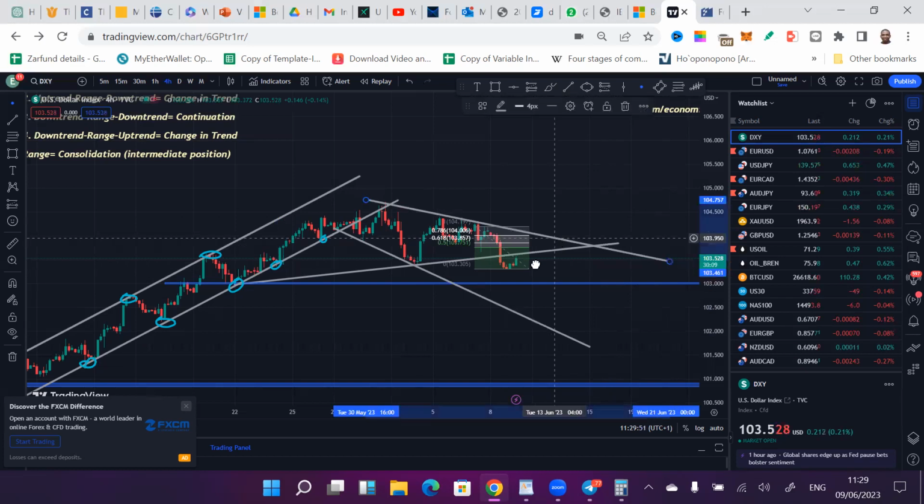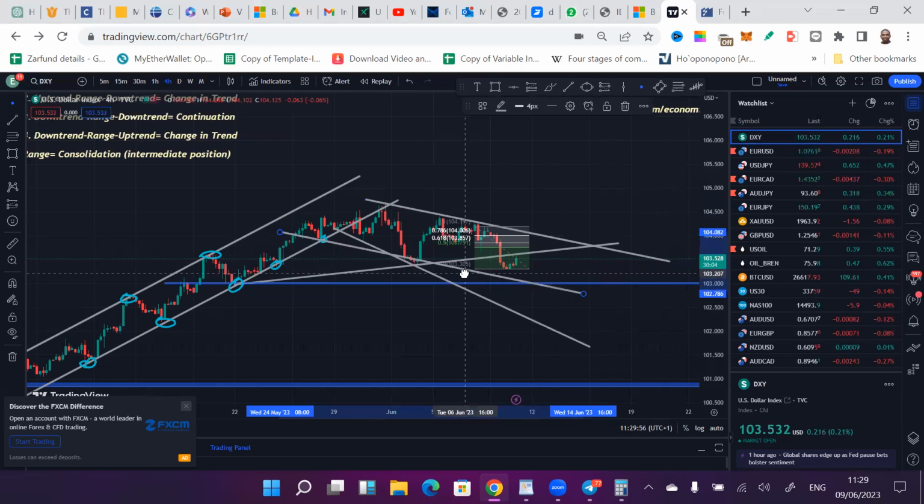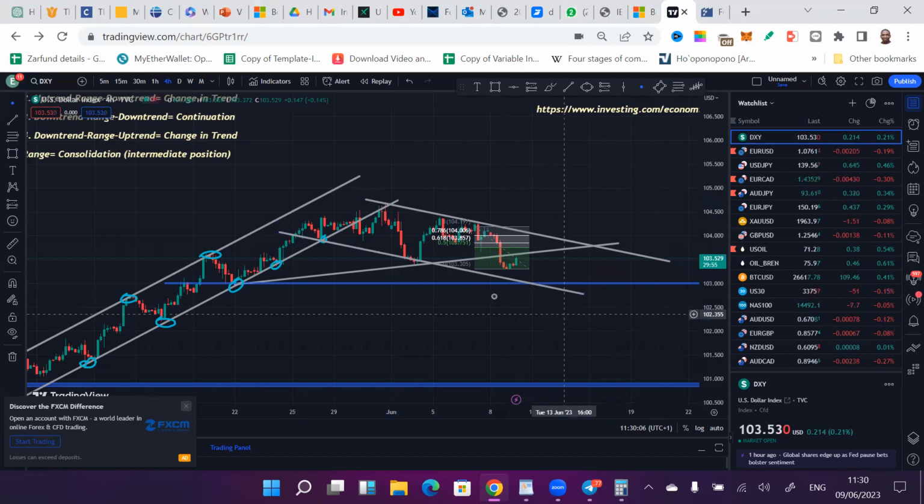Hold on, let me try to draw this. Okay, maybe something like this. So this is likely the way the trend is going to start going down like this.